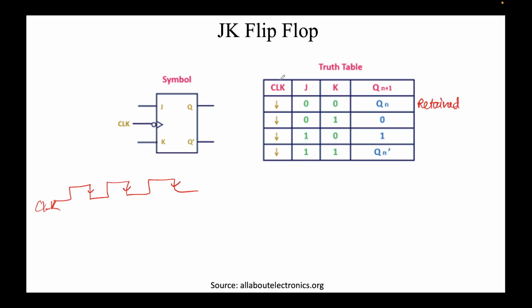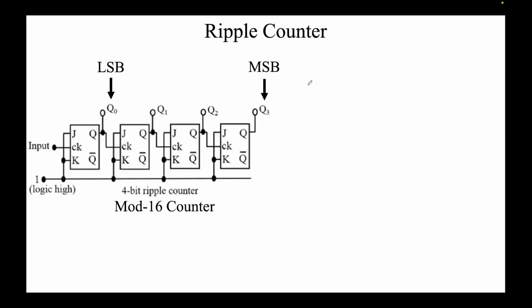On the other hand, if at the negative clock edge J is 0 and K is 1, the next value of Q is 0. This is often known as the reset condition. Similarly, if J is 1, K is 0, the value of Q is set to 1. This is known as the set condition. And finally, if J and K both are 1 at the negative clock edge, then the next output of this flip-flop, this Q, is nothing but Qn bar. This is known as the toggle, because the next output is nothing but the inversion of the previous output. Now we use these 4 flip-flops to create a circuit.